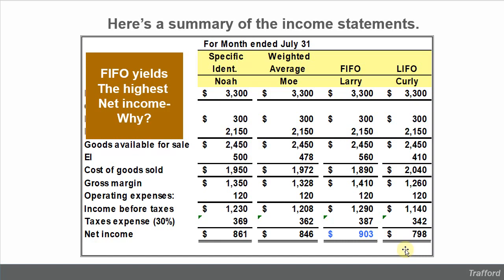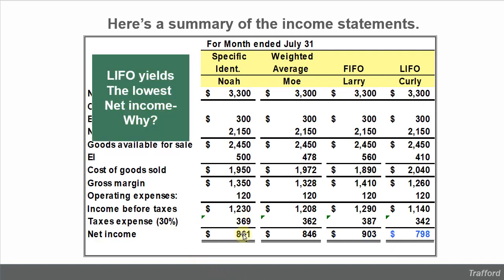Again, to generalize, if we are operating in a generally inflationary situation, or maybe it's not general inflation in the economy, but the goods that we're buying, the costs have generally been increasing over time, then FIFO is going to result in reporting the highest possible net income to your lenders or to your shareholders.